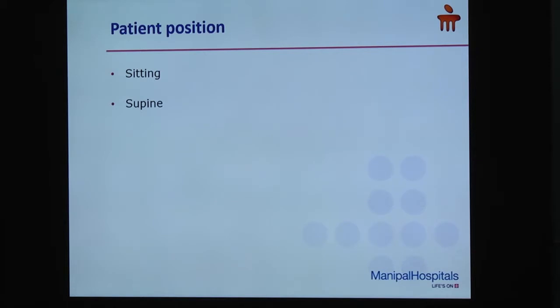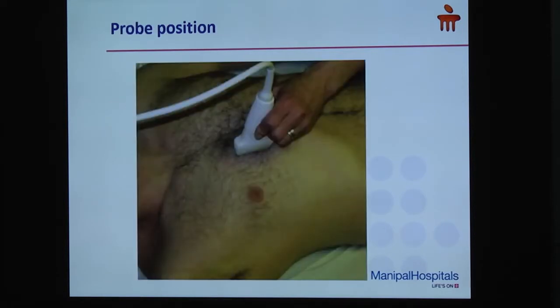Now, what is the position you should have the patient in for assessing the lung? Again, in ICU, we don't have a choice. Whichever position the patient is in, you'll have to do the assessment in that position itself. But ideally, if you can make the patient sit up, or supine, that will be a good position, because then the different parts of the lung you'll be able to access and do the assessment.